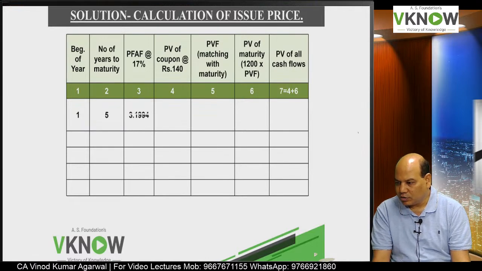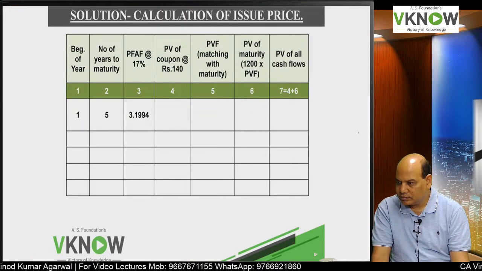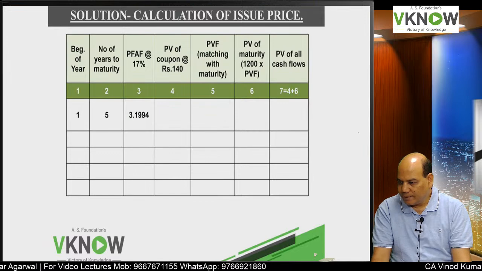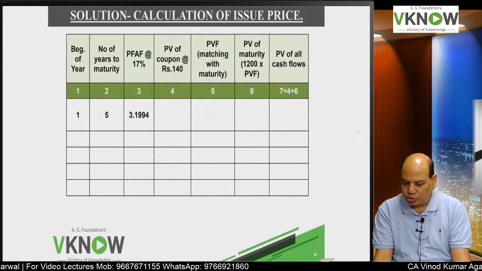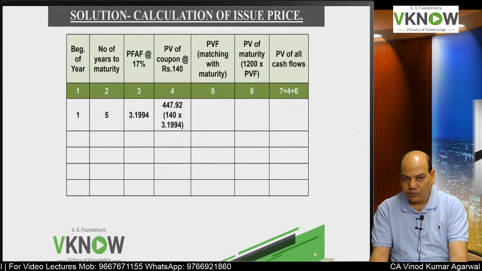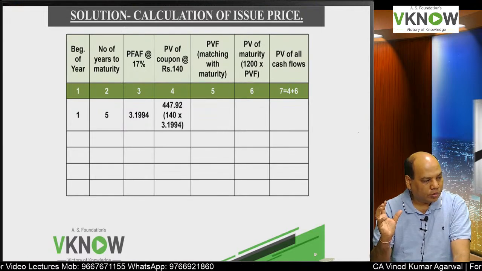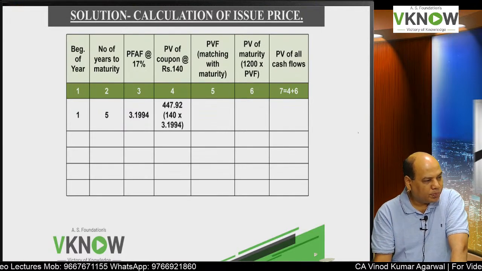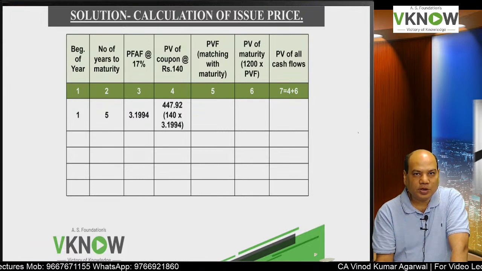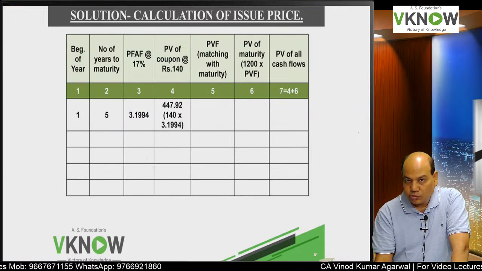So what is the factor? You are getting 3.1994. Is it right? Yes. Then multiply 3.1994 into 140. That will give you the present value of all future coupons. So that comes to 447.92.